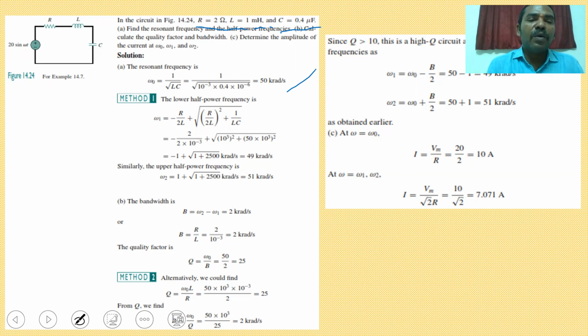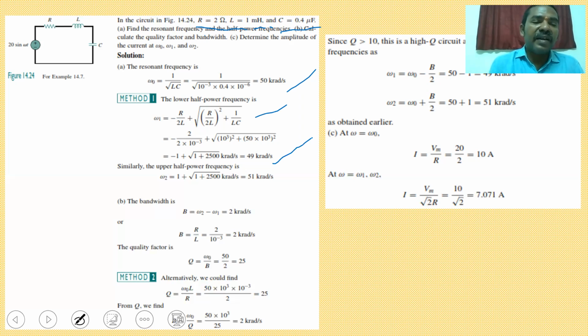Then coming to the lower half power frequency omega 1. So what is the formula? Minus R by 2L plus root of (R by 2L) whole square plus 1 by LC. So if you substitute the R value, the L value, the C value in this equation, finally you can get 49 into 10 power 3 radians.